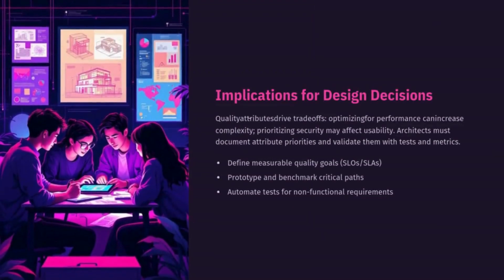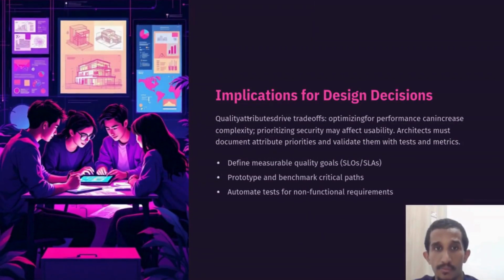Okay, now let's talk about the implications for design decisions. Quality attributes always involve trade-offs. For example, improving performance might increase system complexity. Strengthening security may reduce usability. Because of this, architects must carefully prioritize which attributes are most important for the system.